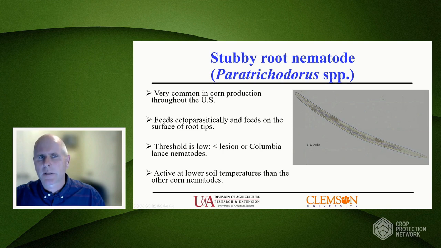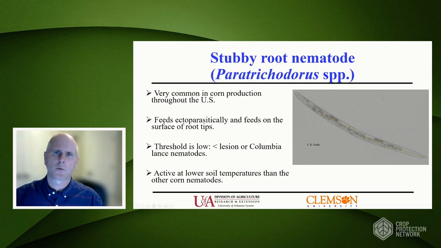It does feed ectoparasitically, so it's outside in the soil, feeding on the surface of the root tips, so it can be very damaging when corn is planted early and the roots are emerging slowly, and the stubby root is feeding on those root tips. You can see some significant stunting. The threshold for this is going to be much less than we see for something like lesion or Columbia lance nematodes. And so a lot of the thresholds we'll talk about are just guides, and they just give you a reference of a starting point, and it's probably going to be different on a field by field basis.